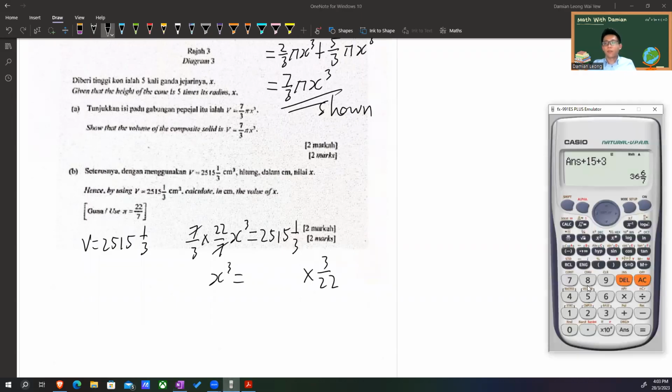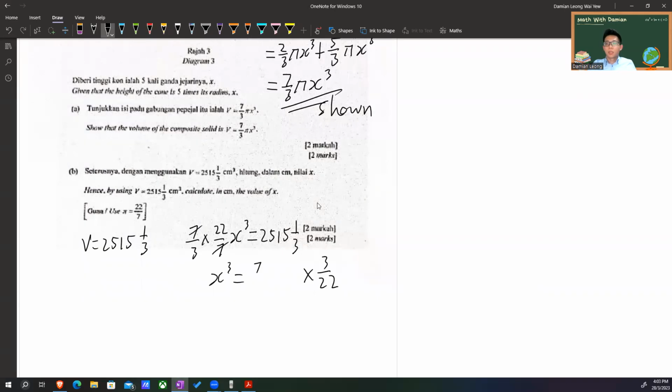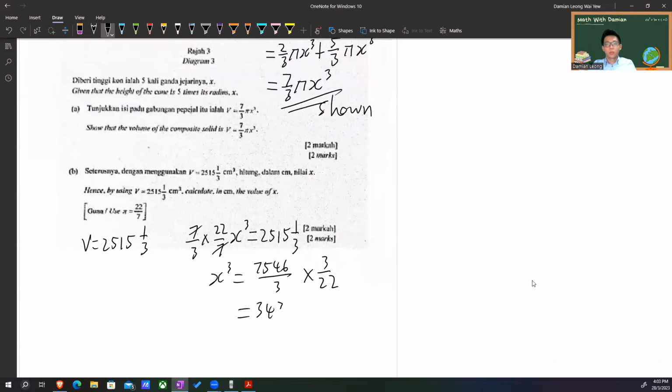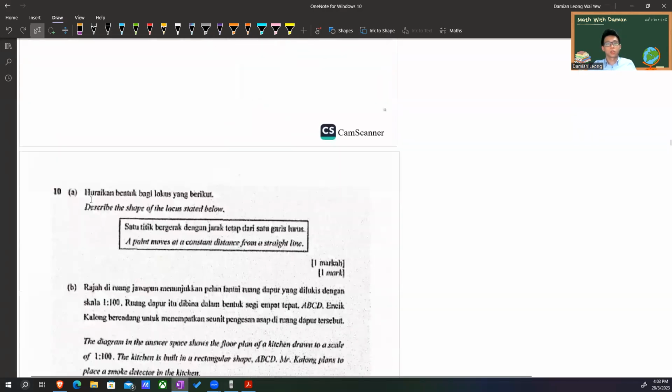This one, 25151 over 3. I can change to improper fraction. 7546 over 3. Yeah. Means cut here. And times 3 over 22. 343. Bring over the cube. Cube opposite is cube root. So cube root of 343 will be 7. So x value is 7. Okay. That's question 9 here.